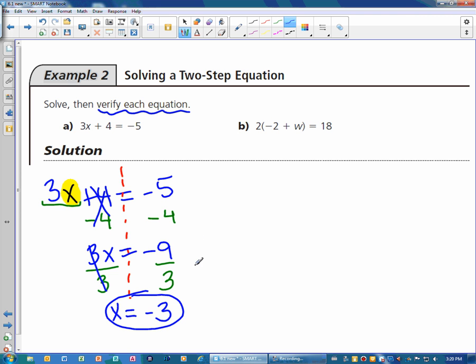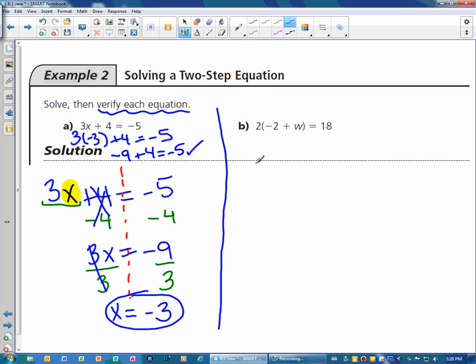Now, when we verify that, it means we're going to plug it back into the question. So we have to make sure that 3 times negative 3 plus 4 makes negative 5. 3 times negative 3 is negative 9, plus 4 does equal negative 5. So let's verify.